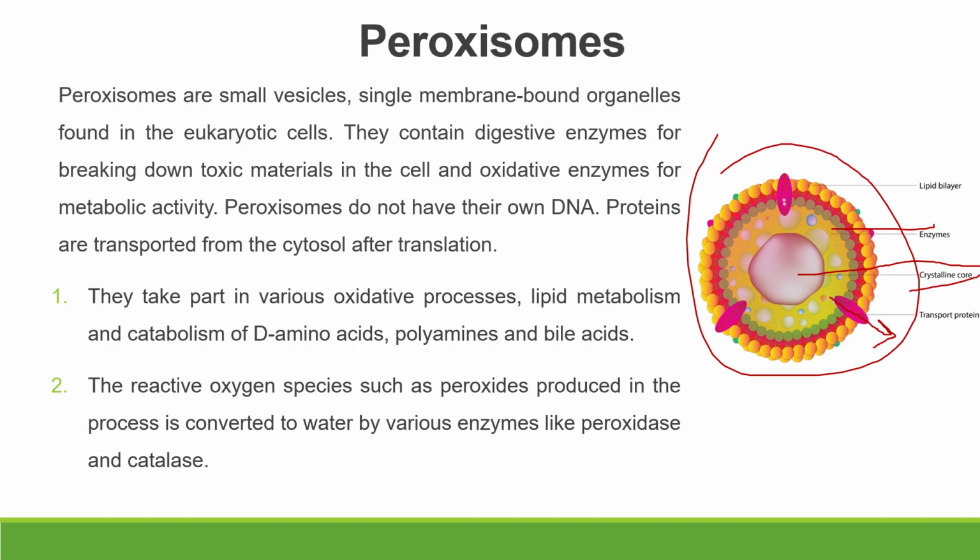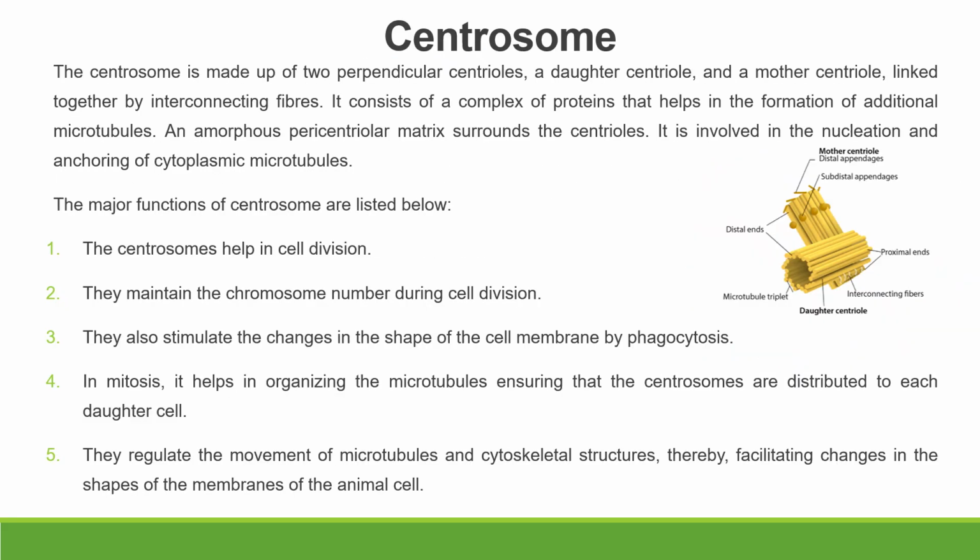Lipid synthesis also happens here, which helps in the synthesis of phospholipids and plasmalogens, and that is also very important in the case of the brain and myelin. So this is all about the peroxisomes. Peroxisomes are very important. So here we go.